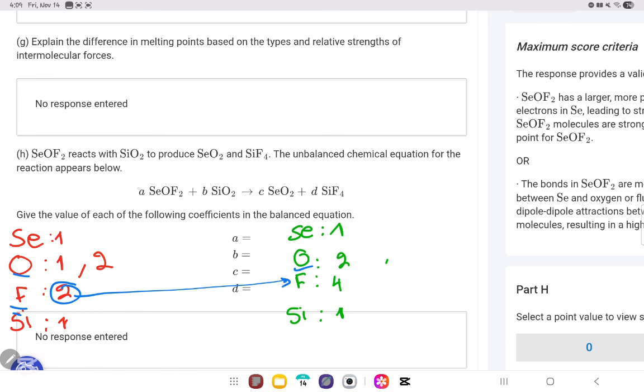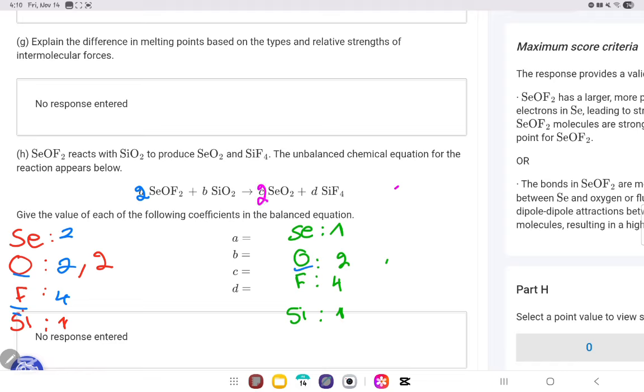So if I multiply here by 2, what will happen? I'll multiply everything by 2. So it's going to be 2 times 2, which is 4, right? 1 times 2, which is 2. And then 1 times 2, which is 2. So now, what changed? My Se changed. Since my Se changed, I will need to change it on the other side as well. So I will put a 2 over here.